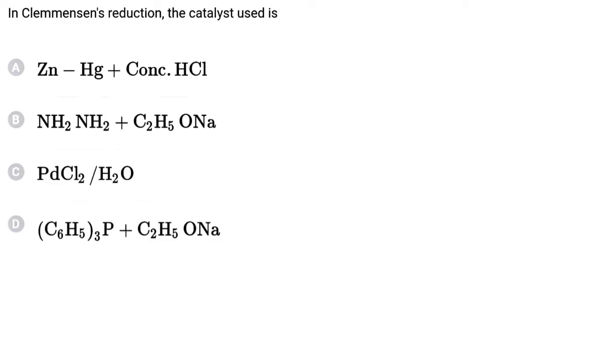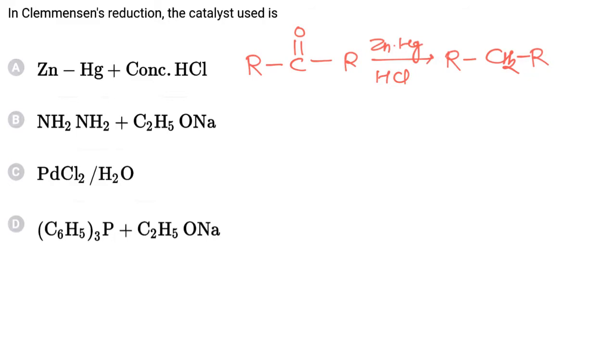In this question, we have to find the catalyst used in Clemmensen reduction. So, Clemmensen reduction is used to convert a carbonyl group into an alkane. So, zinc amalgam and HCl is used to convert a carbonyl compound to an alkane, and hence the correct answer is A.